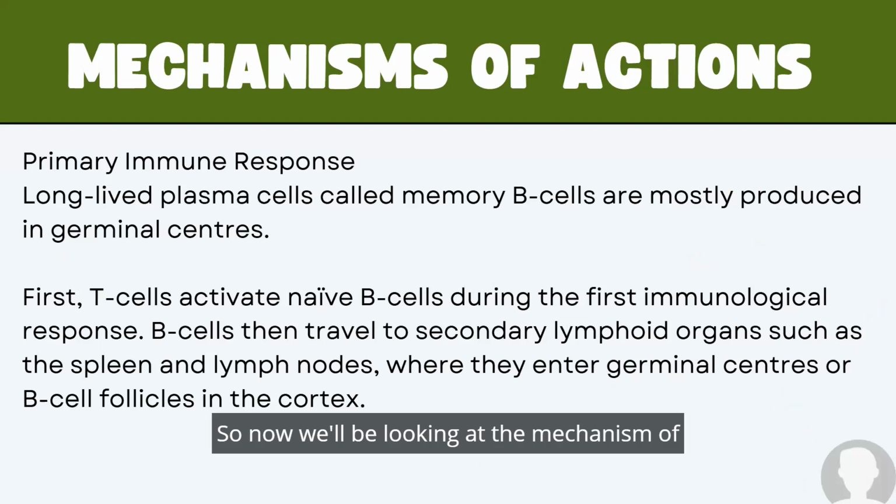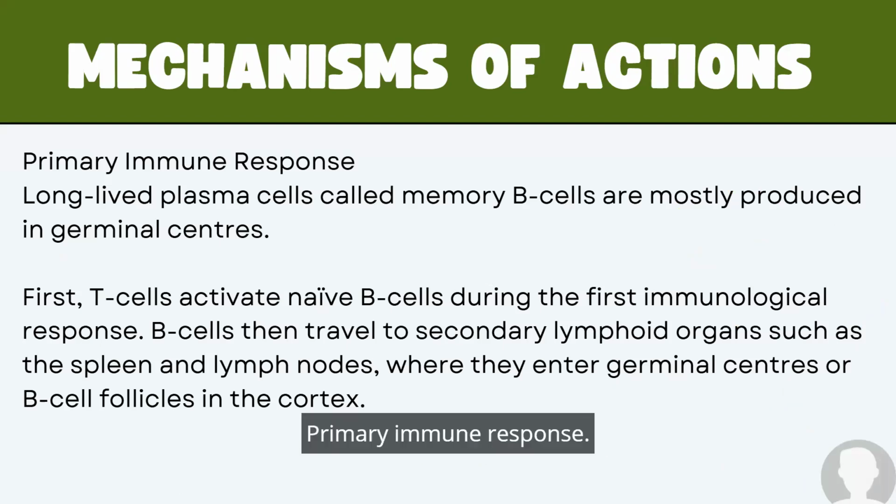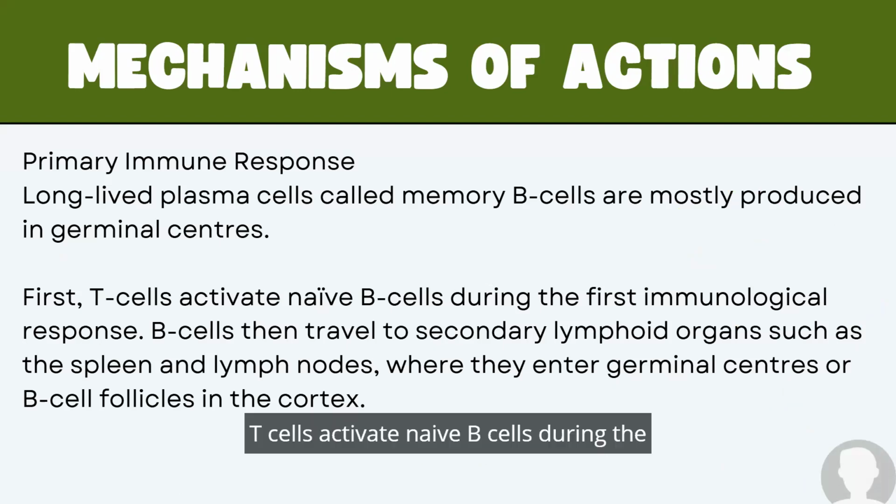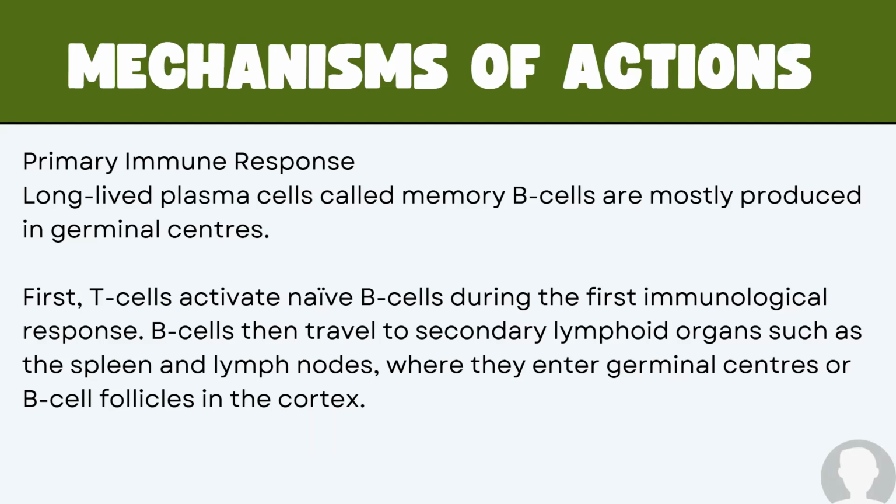So now we'll be looking at the mechanism of action. Primary immune response. Long-lived plasma cells and memory B cells are mostly produced in germinal centers. First, T cells activate naive B cells during the first immunological response. B cells then travel to secondary lymphoid organs such as the spleen and lymph nodes, where they enter germinal centers or B cell follicles in the cortex.